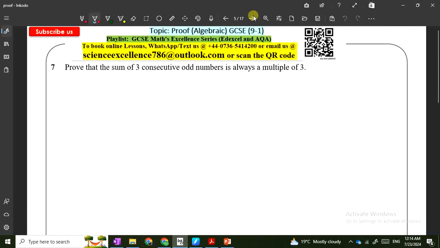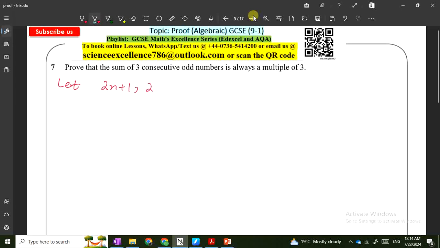Okay, so the question number 7 is, prove that the sum of 3 consecutive odd numbers is always a multiple of 3. So in this question we need to prove that the sum of 3 consecutive odd numbers is always a multiple of 3. So we need to suppose let 2n plus 1 be the first odd number, because when you substitute n equals 0 it will be 1, n equals 1, so 2 plus 1 is 3. So for every integer value of n, you have an odd number.